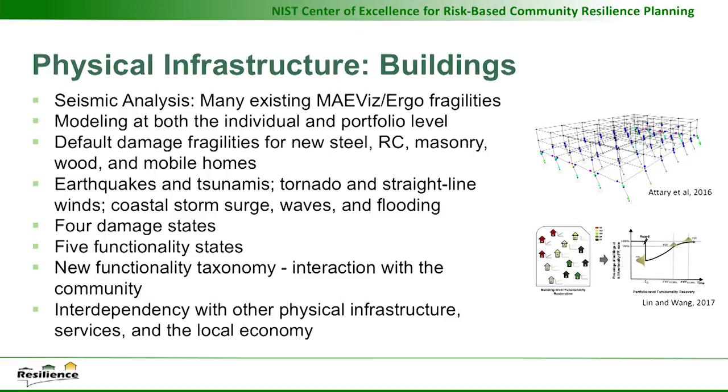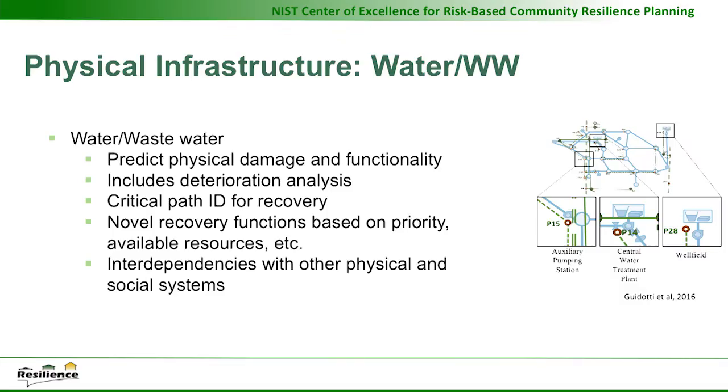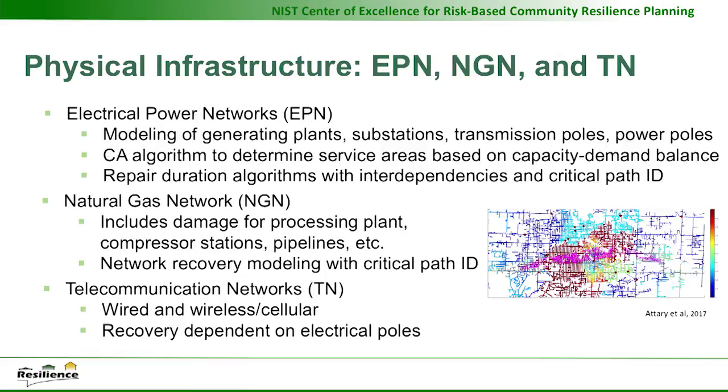There's also physical infrastructure, buildings. You'll hear quite a bit about this in the portfolio analysis. For seismic, many of these were imported from MAEviz, as well as tornado wind. There's 4 damage states, 5 functionality states for many of these hazards. Transportation, this includes damage fragilities as well as repair fragilities. And then water and wastewater, and this is to predict physical damage and functionality, as well as the interdependency with other physical systems, as well as social systems, which you'll hear about in a few minutes. And then electrical power networks, natural gas networks, as well as telecommunication networks.